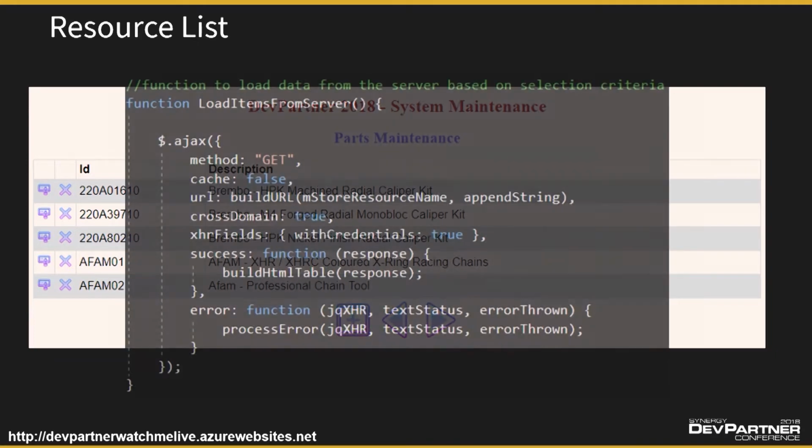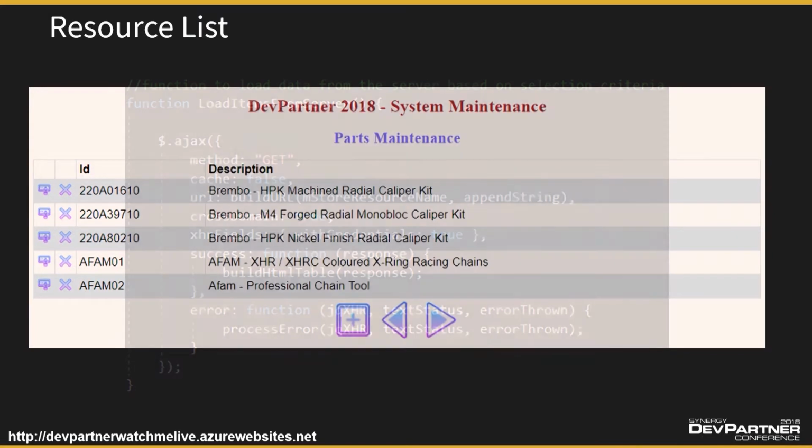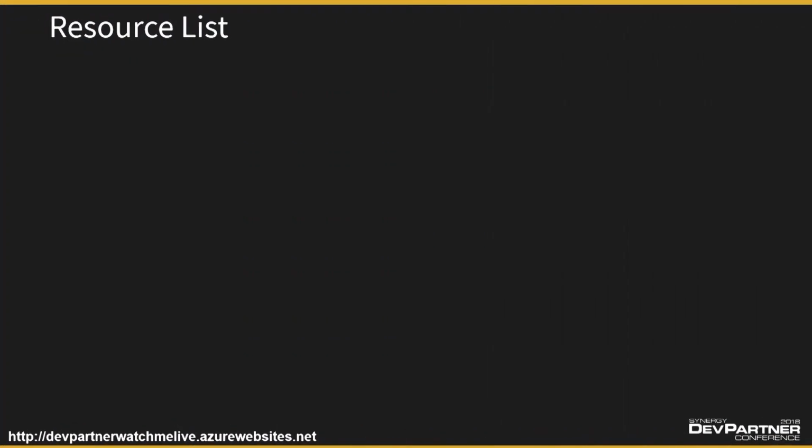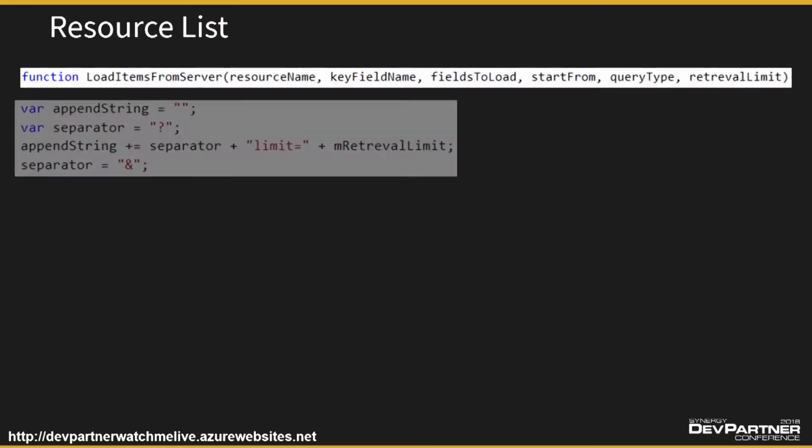to delete it. We have load items from, these are the functions in the JavaScript that allow you to get at the resources and page the various things that you want to be able to see. It's all done using this append string, and that basically builds up the resource, and you'll see that in a moment. So we've got a load items from server function.